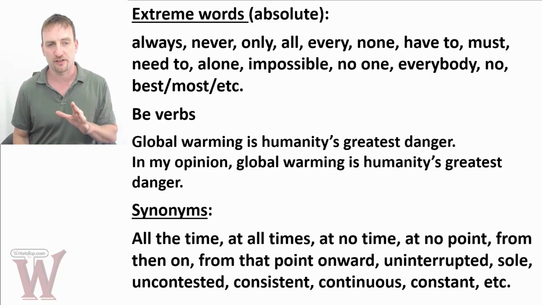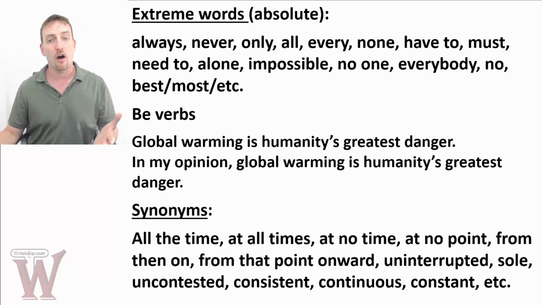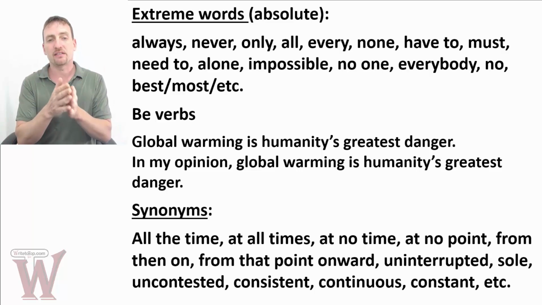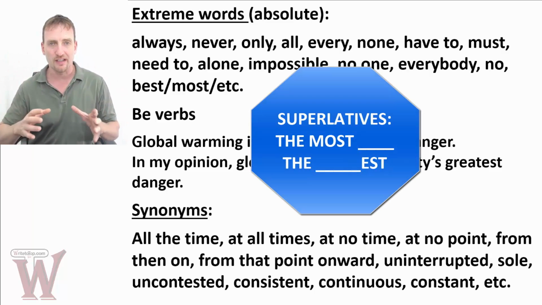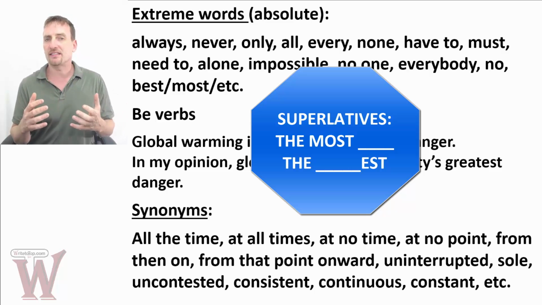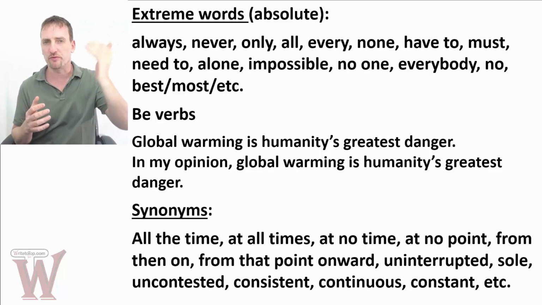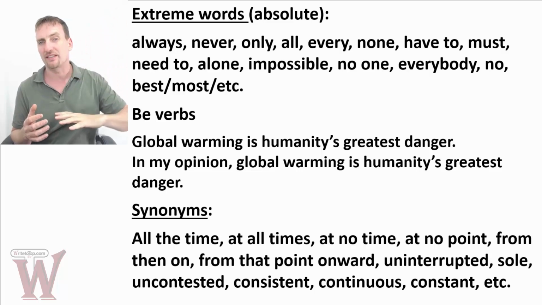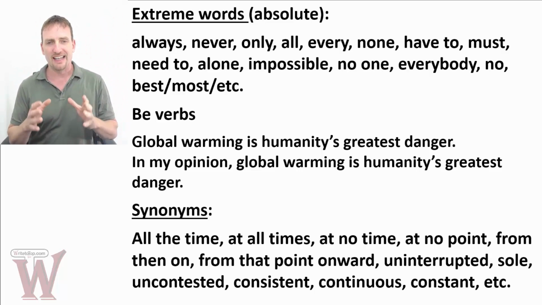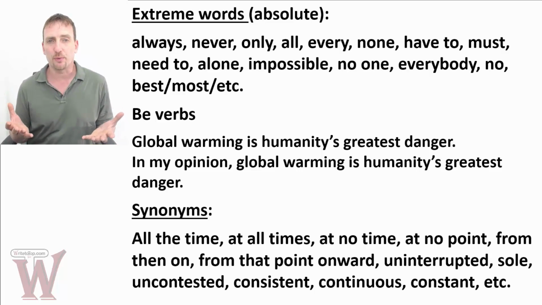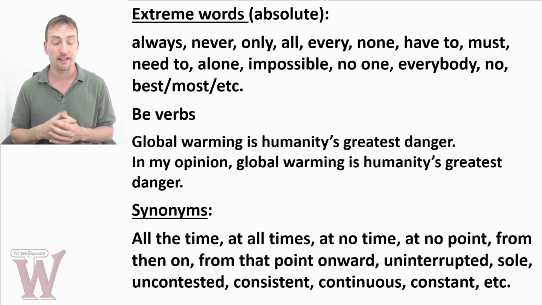Now, the words you need to pay attention to are always, never, only, all, every, none, have to, must, need to, alone, impossible, no one, everybody, no, and best, most, etc. Any superlative word is an extreme word because best means you're at the top of all the other options or other things, right? It means there's no room to move up or down. You can't go higher, and if you're the best, you can't go lower. So all of these are extreme words. And again, you know these words. These are easy, everyday words, but they have specific functions in the test, especially the reading and writing section. And we're going to look at how and why you should pay attention to them.